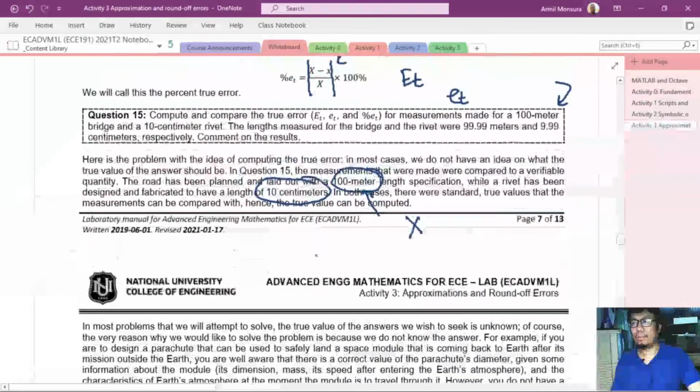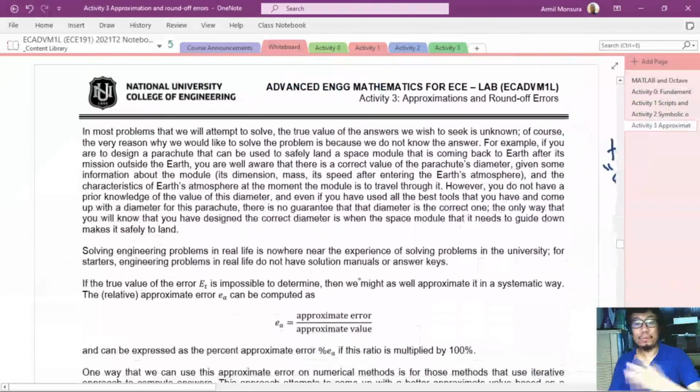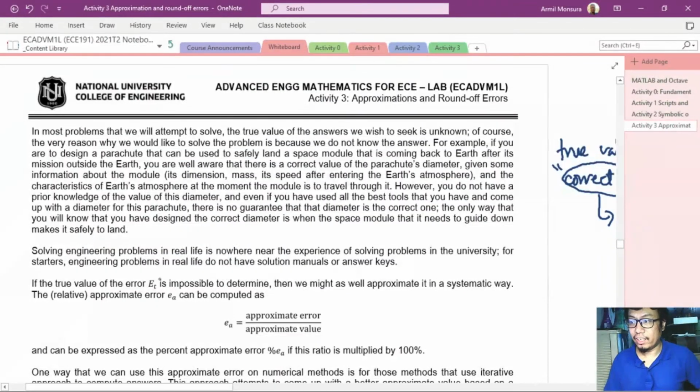That is why in most practical cases, this true error, kapag wala naman tayong pagbabasihang true value, we cannot compute for true error. So the true value of the error is impossible to determine because the true value of the quantity that we wish to identify is undeterminable. Then we might as well approximate it in a systematic way. So the error is approximated then. Now the relative approximate error, EA, can be computed as the approximate error over the approximate value, and can be expressed as a percent error, or percent approximate error.